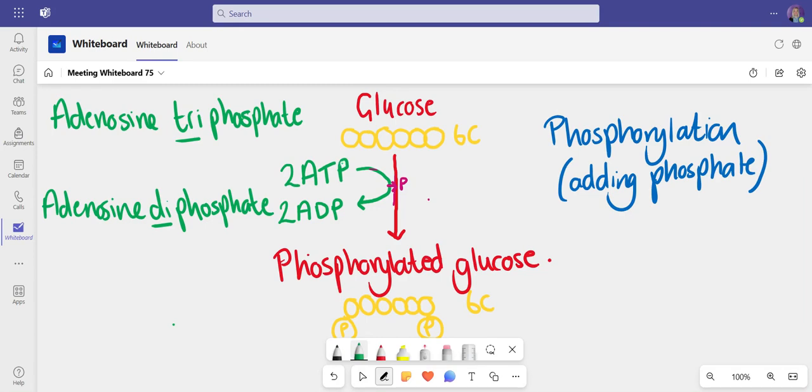Glucose 6-phosphate then turns into fructose 6-phosphate, and the enzyme glucose phosphate isomerase catalyzes this reaction. Another ATP molecule is then hydrolyzed, and the phosphate group that's released attaches onto carbon 1 of fructose 6-phosphate, and this becomes fructose 1,6 biphosphate. The enzyme phosphofructokinase catalyzes this reaction.